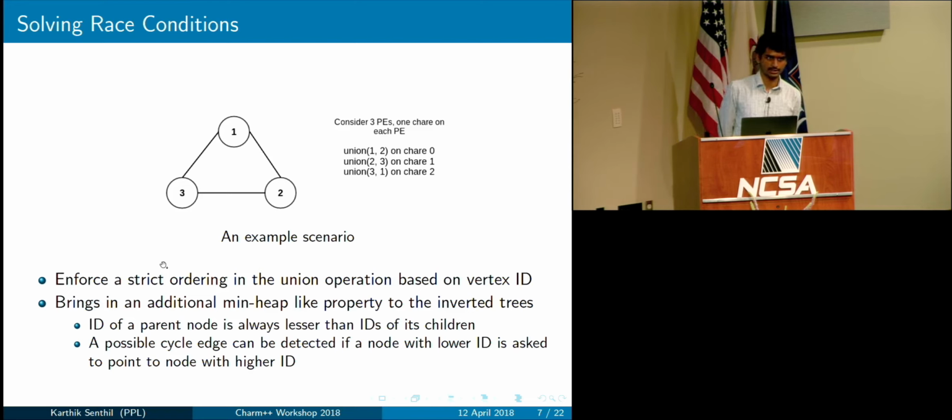What we enforce is that the ID of the parent node should always be lesser than the ID of its children. This brings in an additional min-heap-like property to the inverted tree that you're constructing, and you can detect a cycle edge if a lower ID vertex is being asked to point to a higher ID vertex, in which case you would just flip the edge and reprocess it.